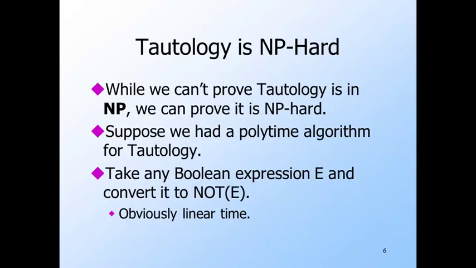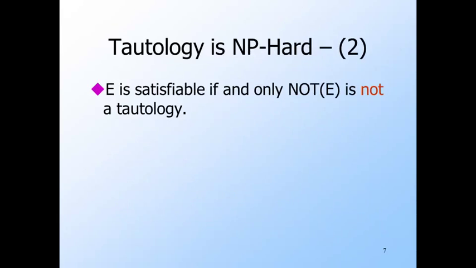For the proof, suppose there is a polytime algorithm for the tautology problem. Then given a Boolean expression E, convert it to not E, which takes only linear time since all we have to do is add a not and a pair of parentheses. Now notice that E is satisfiable if and only if not E is not a tautology.